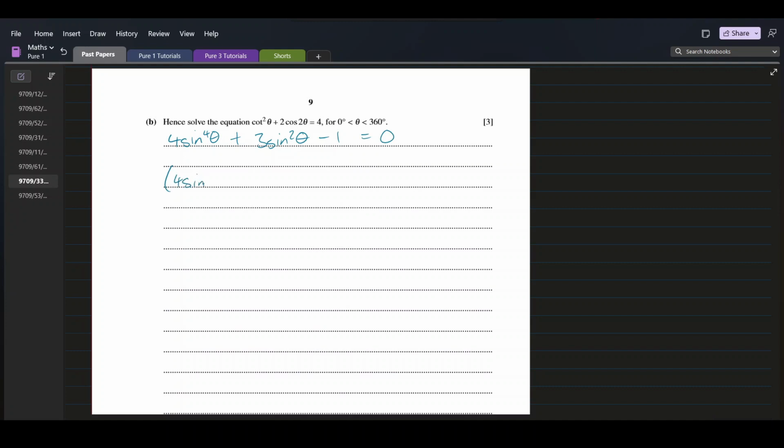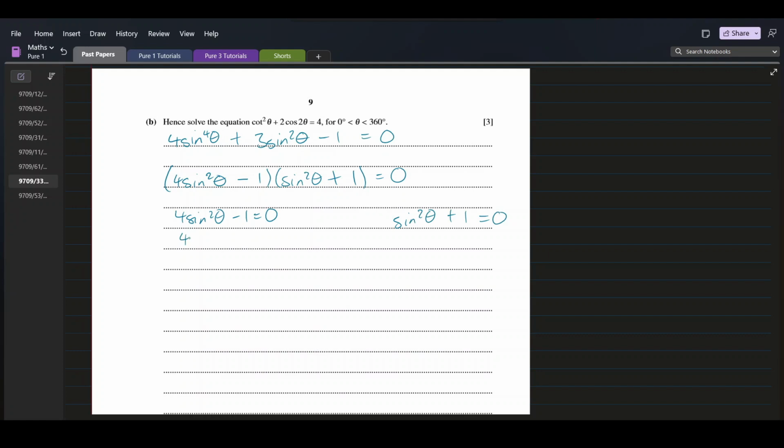So that's 4 sine squared theta, and then we've got a 1 here. This should be sine squared theta, and then a 1 is equal to 0. We want to get a positive 3 sine squared theta. So that's 4 sine squared theta minus sine squared theta. If you multiply negative 1 and 1, you get negative 1. Okay. So this becomes 4 sine squared theta minus 1 is equal to 0. And we've got sine squared theta plus 1 is equal to 0.